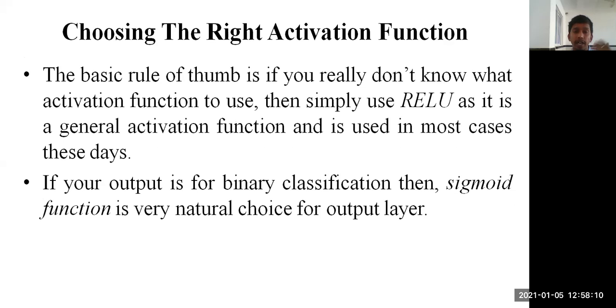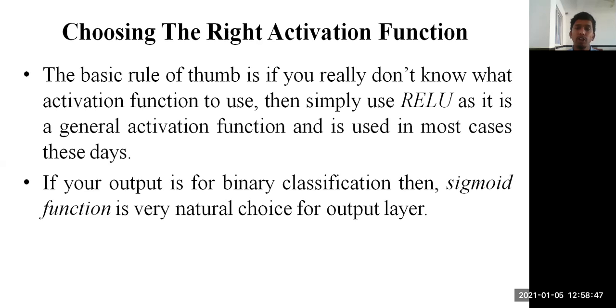So how to decide a proper activation function? That is a very important concept with respect to ANN. How to choose the right activation function? The basic rule of thumb is, if you really don't know what activation function to use, then simply use ReLU, as it is a general activation function and is used in most cases these days. If your output is for binary classification, then the sigmoid function is a very natural choice for the output layer.